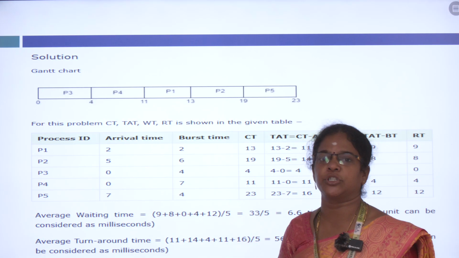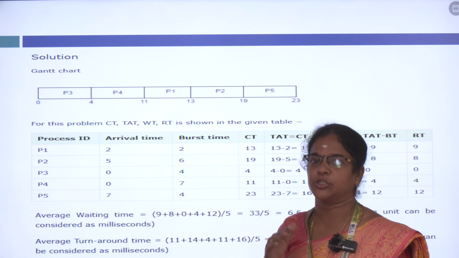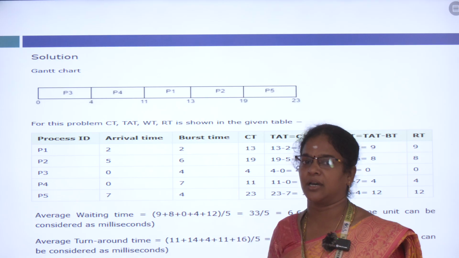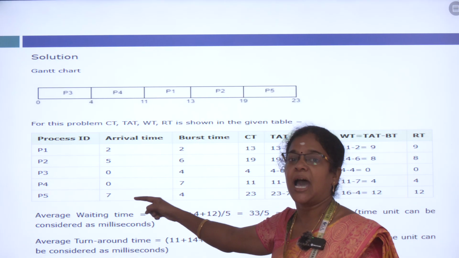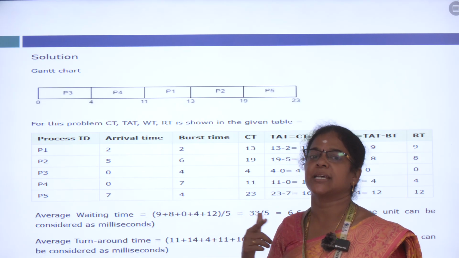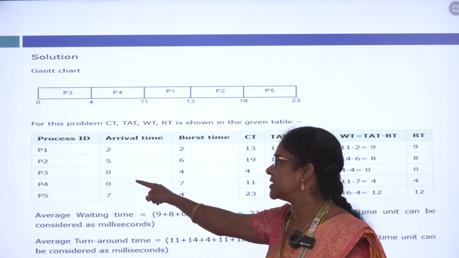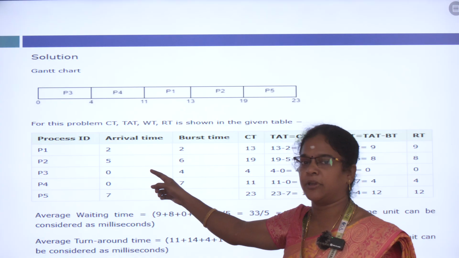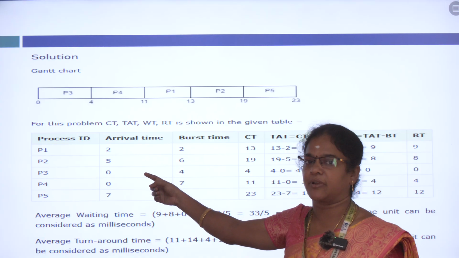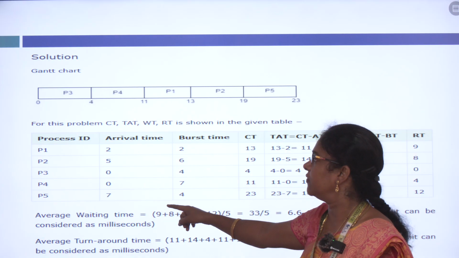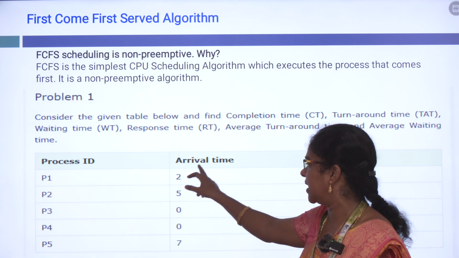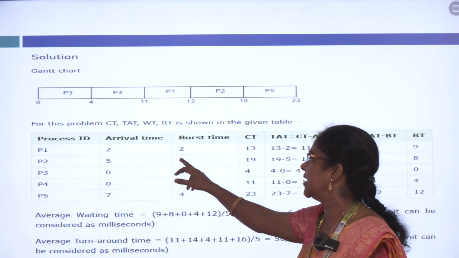Each and every scheduling Gantt chart starts from 0 itself. So this is the first come first serve scheduling algorithm. First come first serve means which process arrived first. Two processes, P3 and P4, arrived first, so we start from P3 itself. Both the arrival time and burst time are given in the problem.